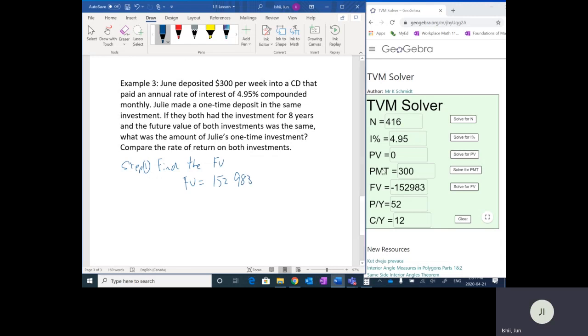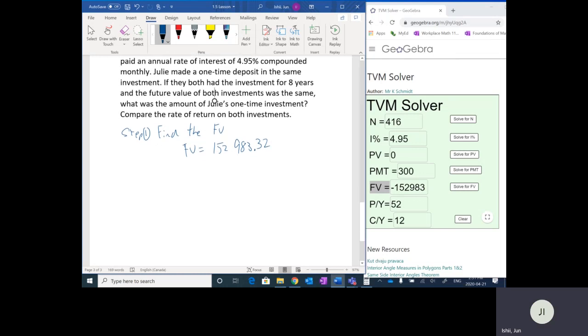$152,983 and let's go down to the closest cent as well, 32 cents. Okay, so that's our first step, to get the actual final value of this investment.